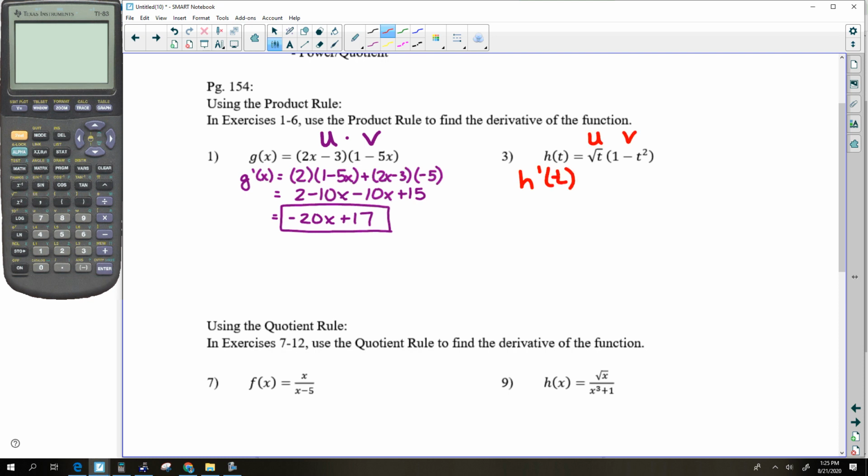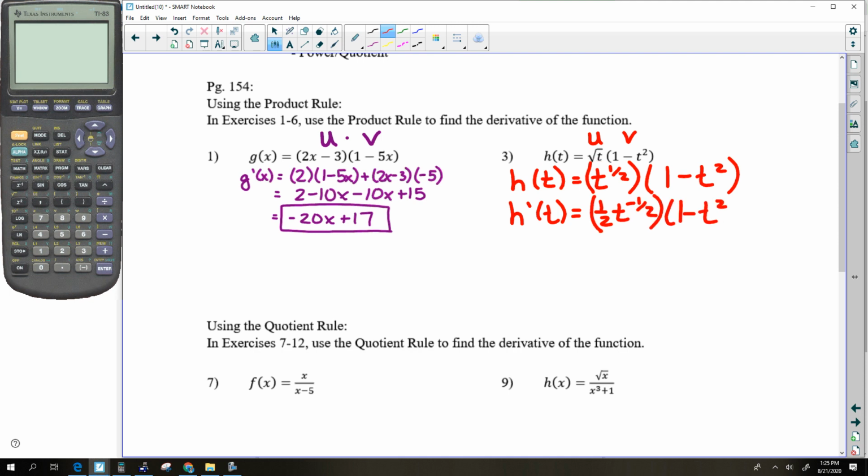So again, this is U, this is V. Actually, let me rewrite the original problem. So this is t to the 1/2, and then 1 minus t squared. So the derivative is the derivative of the first times the regular old second, plus, and I'm going to drop down the line here, plus the regular old first times the derivative of the second.